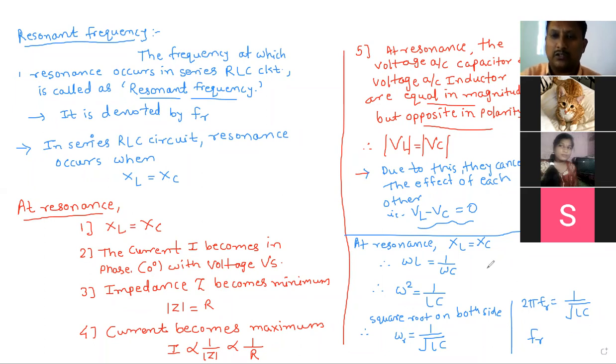So at resonance, the frequency is FR, because the resonance frequency definition we have covered. The frequency at which resonance occurs is called the resonance frequency, and it is denoted by FR. So at resonance, 2 pi FR is equal to 1 upon under root LC. So FR is equal to 1 upon 2 pi into under root L into C.